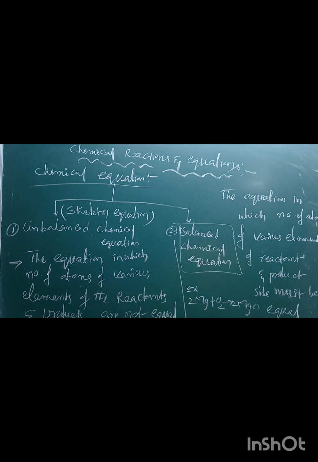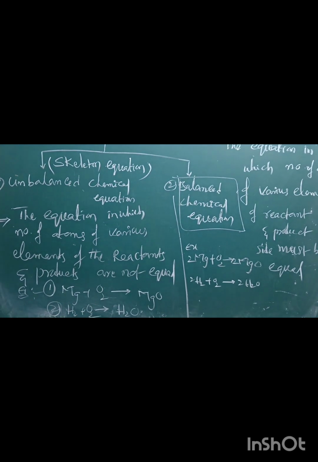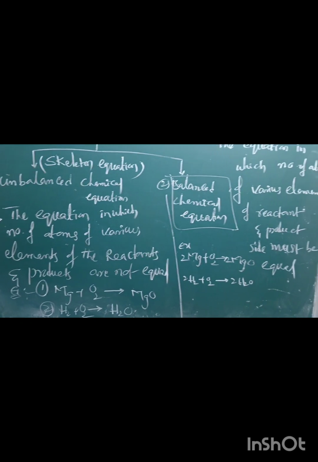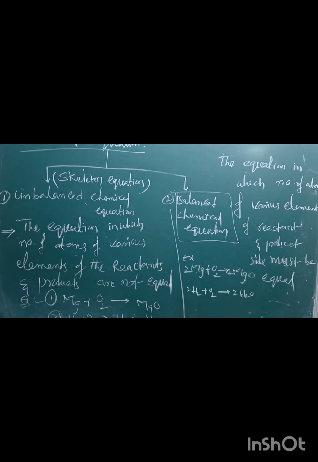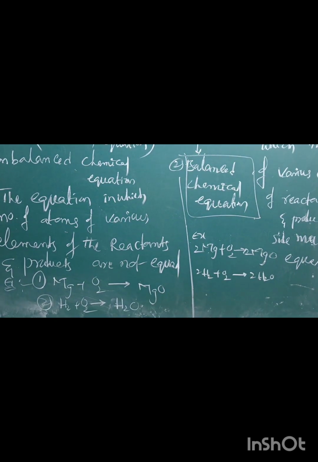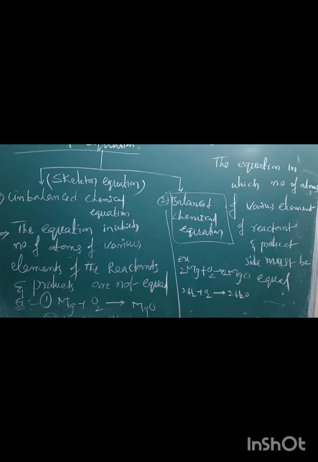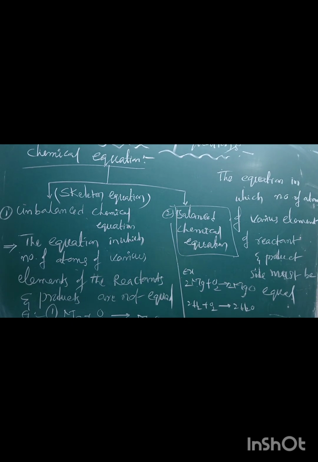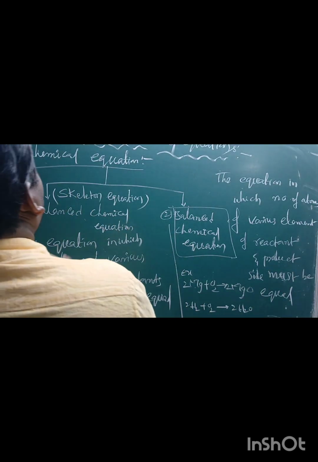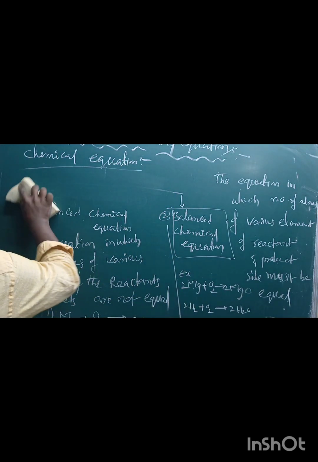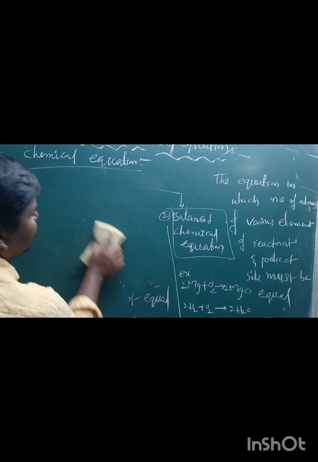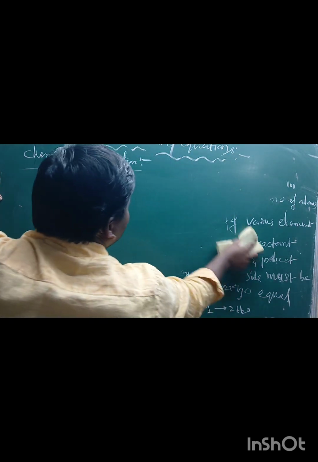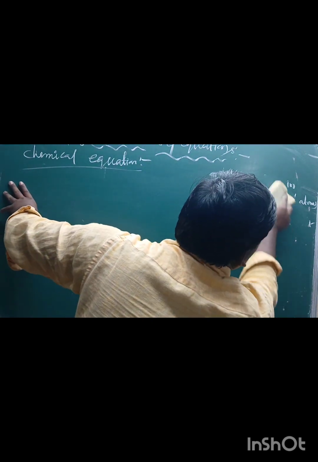What is a chemical equation? Classification of chemical equations. Right. Now, what is a word equation, sir? A chemical equation written in word form is called a word equation. Word form means you can observe here.